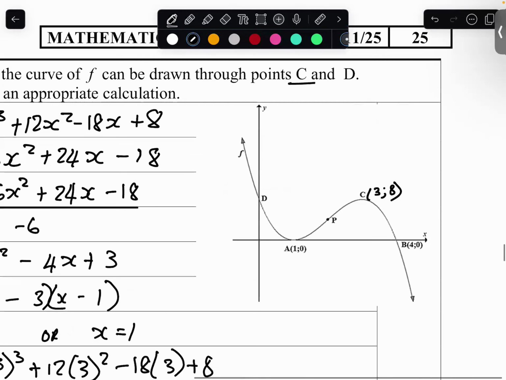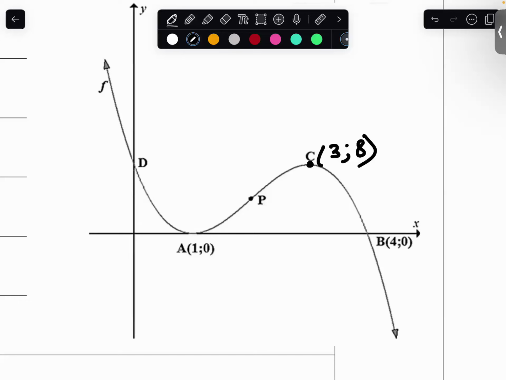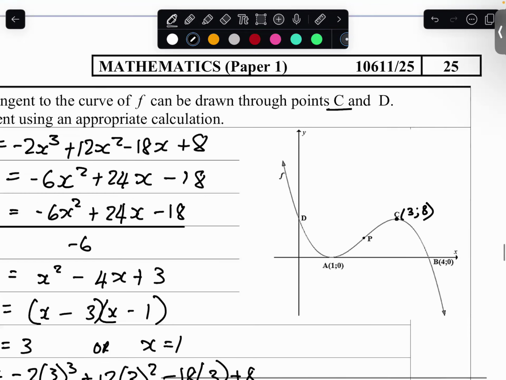If C is the turning point of a cubic function, which they told us it is, then the only way a line could be a tangent to a curve at the turning point is if that line is a straight horizontal line, which means it must be in the form y is equal to a number. So how do I know that this would be a straight horizontal line passing through C and D? This is how I know.